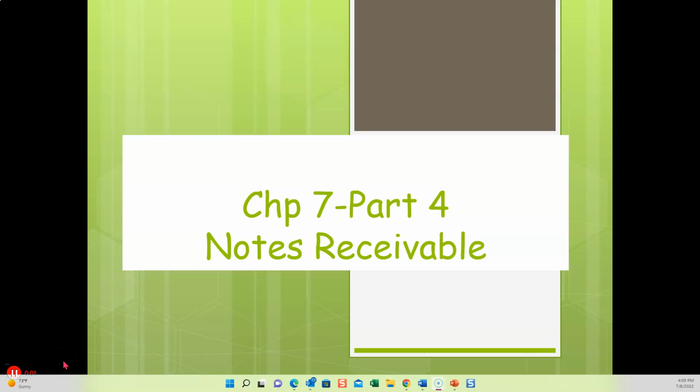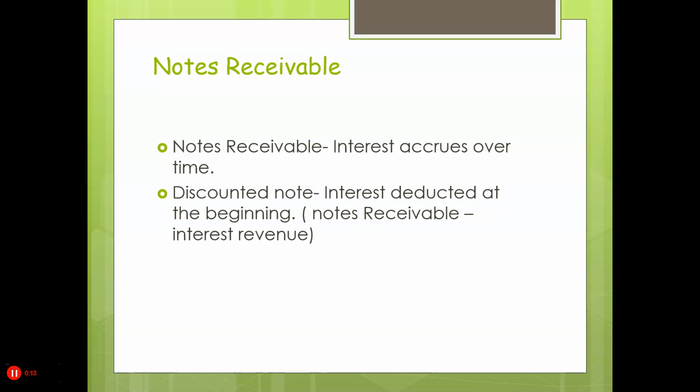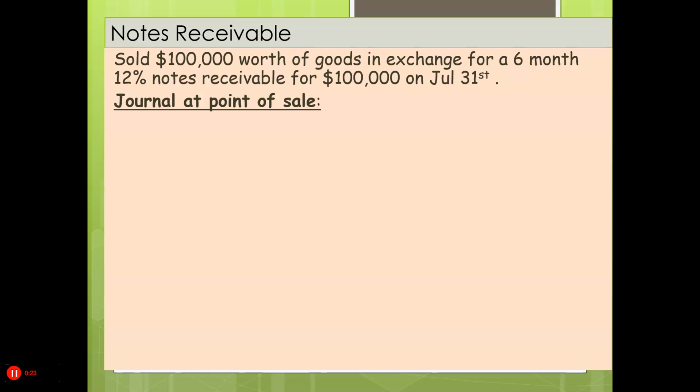Chapter 7, Part 4, Notes Receivable. So notes receivable, we can have a notes receivable with, remember, interest accrues over time, a discounted note, interest deducted at the beginning, and a zero interest note means that interest is implied. So let's go through some examples.